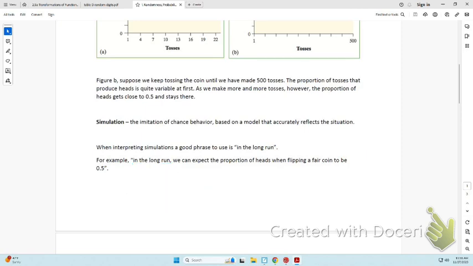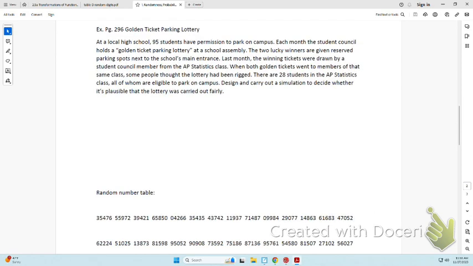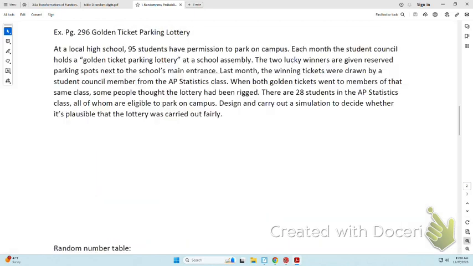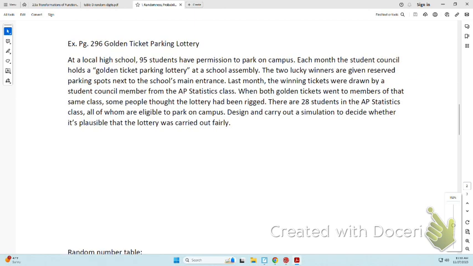All right, moving on. We have a simulation to conduct. So maybe hit pause and skim through this paragraph. In this scenario, I'm going to zoom in a little bit because I need to mark on that random number table you see at the bottom. We have 95 students that are in this lottery, and 28 students are in AP Stat class, which are in that group of 95. A lottery is done. They drew 2 names, and they happen to be 2 of the 28 from Stat class.